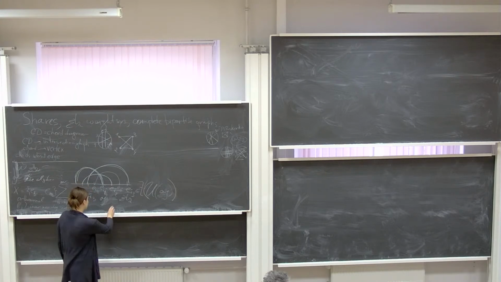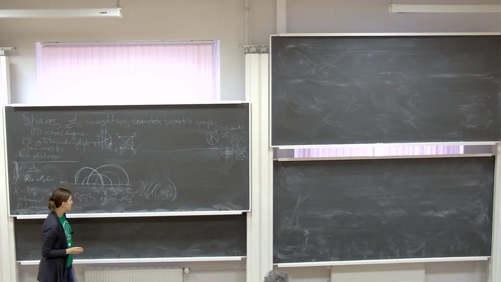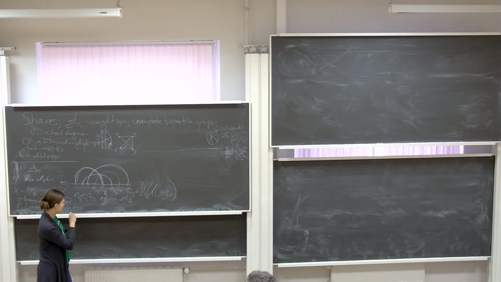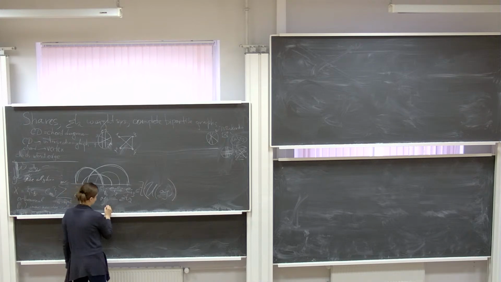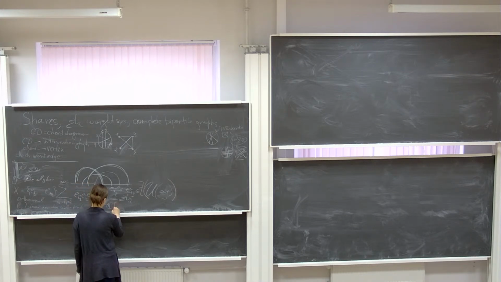From now on, we deal with the single Lie algebra, namely SL2. And now the center of SL2 is just a ring of polynomials in one element C.